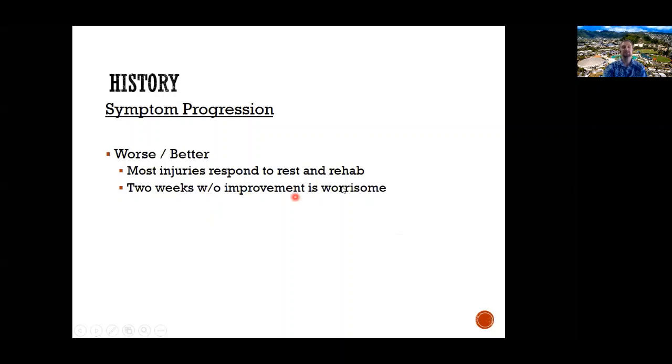Over two weeks, if they're not improving, then usually I worry about them. So are they ignoring the indication of rest? Are they still going back to their sport and activities? Are they not following directions? Are they not completing their exercises? Or are they doing too much? Right? That could be a problem as well. Then, do they need to refer? Do they need surgery? Then you've got to figure out the next step of why they're not improving.